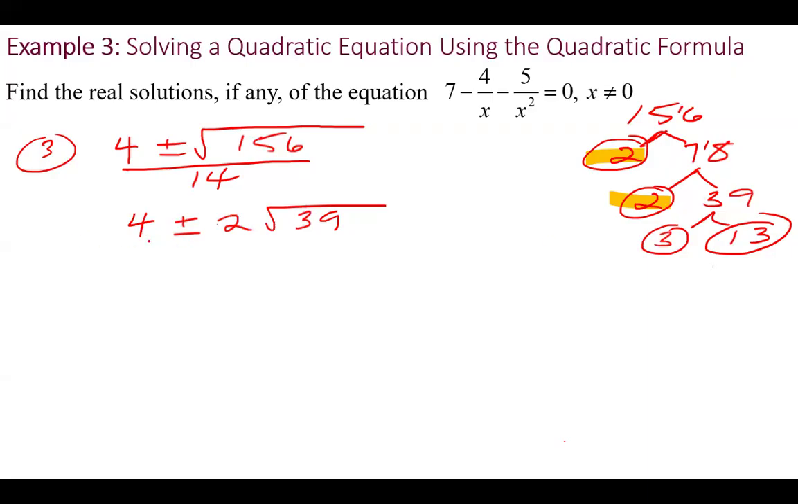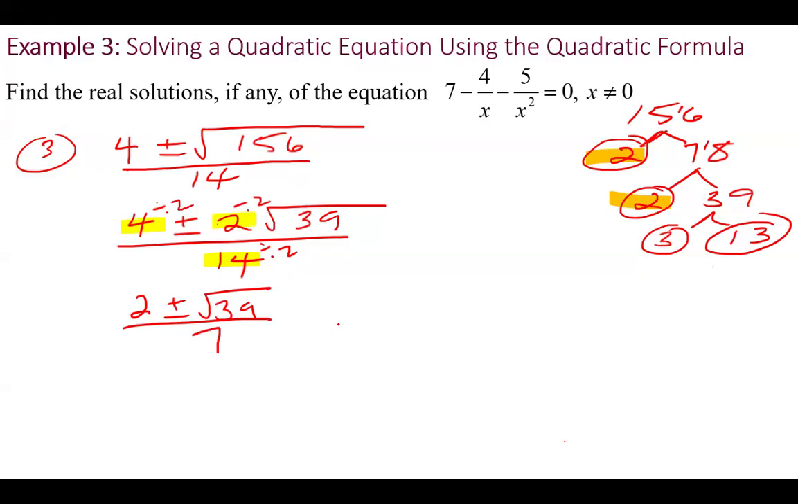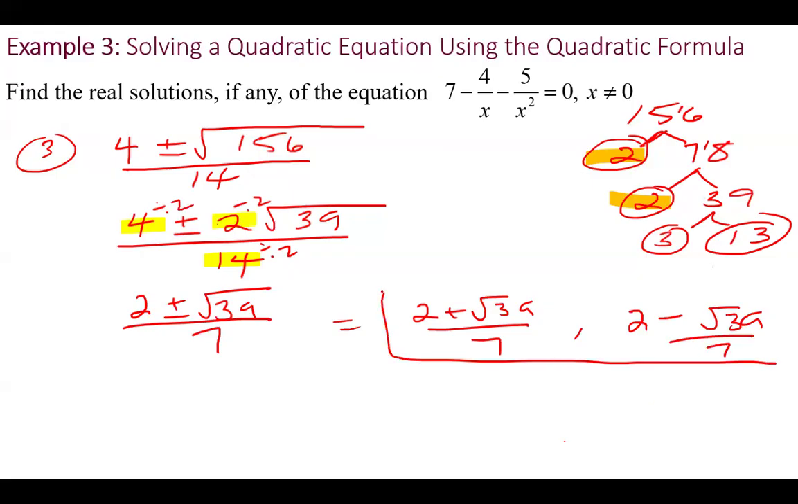Okay? All over 14. When I look on the outside, I have 4, 2, and 14. 4, 2, and 14 have what common factor? 2. All of them are divisible by 2. So I'm going to divide each one of these by 2. So I'm left with 2 plus or minus 1 square root of 39, all over 7. So your answers are 2 plus the square root of 39 over 7 and 2 minus the square root of 39 over 7. And those are our exact answers.